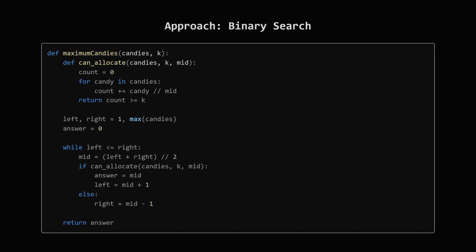The main part of the function uses binary search. We initialize left to 1, the minimum possible candies per child, and right to the maximum number of candies in any pile. We keep track of the best answer found so far in the answer variable. The while loop continues as long as left is less than or equal to right. Inside the loop we calculate the middle value, mid. Then, we call can_allocate to see if we can give each child mid candies. If it's possible, we update the answer and shift our search to the right half by setting left equals mid plus 1 to see if we can allocate even more candies. If it's not possible, we search the left half by setting right equals mid minus 1. Finally, we return the answer, which holds the maximum number of candies each child can get.